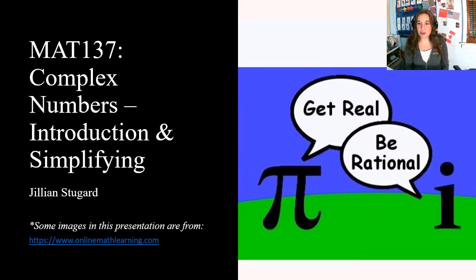Guys, so today we're going to do an introduction to complex numbers and how to simplify them. Complex numbers have a fascinating history, so I'm going to put a short video on the history of complex numbers in here as well, and I highly recommend that you take a look at it because they are just absolutely fascinating. So let's get started.